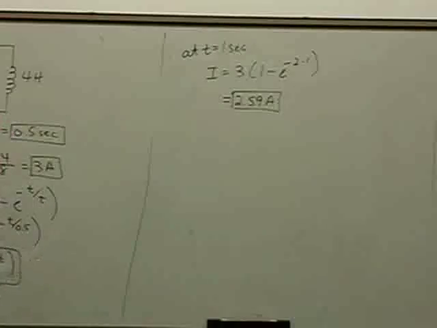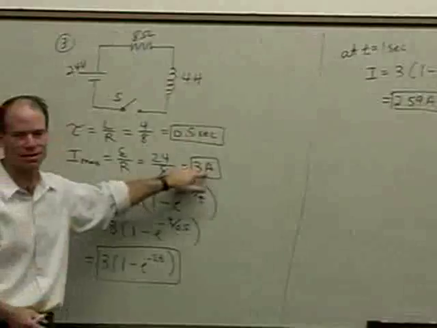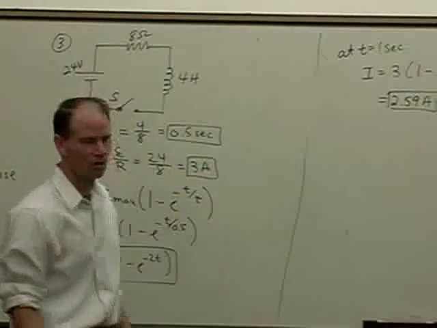Does that make sense? So the time constant was 0.5 seconds. So we should have reached 63.2% of this final value, 3 amps, in 0.5 seconds. However, the time we're talking about here was 1 second, so it was actually 2 time constants. So we should go more than 63% of this, and we did. Good. So it makes sense. We're beyond that point.